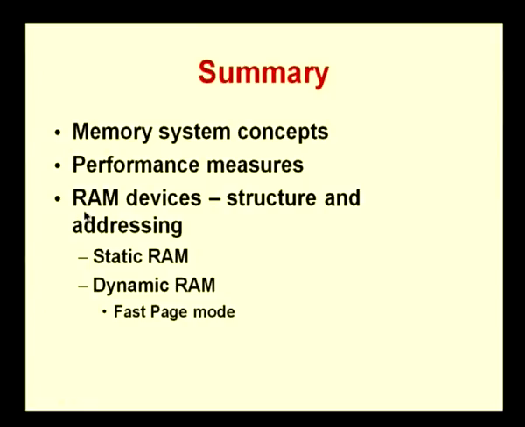We looked at random access memory devices, and at the structure and addressing of two different types of RAM devices: static RAM and dynamic RAM. A RAM device is essentially a volatile memory, but we looked at how, even while both are volatile, the static RAM and the dynamic RAM differ from each other. When we talked about dynamic RAM, we discussed why it needs to be refreshed, and we also looked at a particular mode of operation called the fast page mode of operation in dynamic RAM.